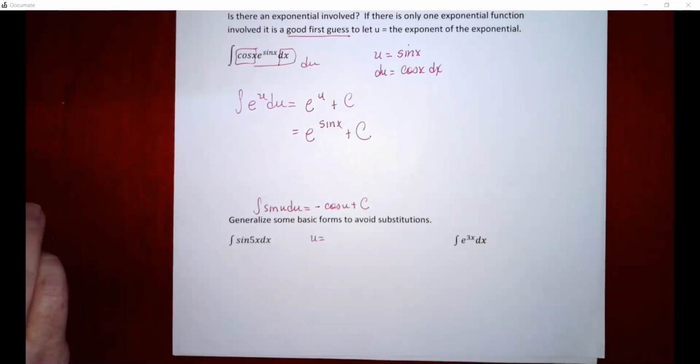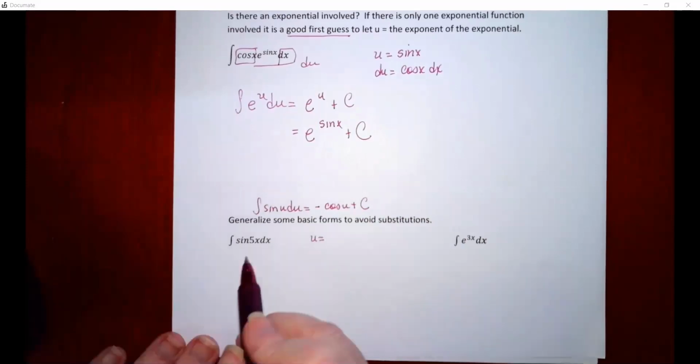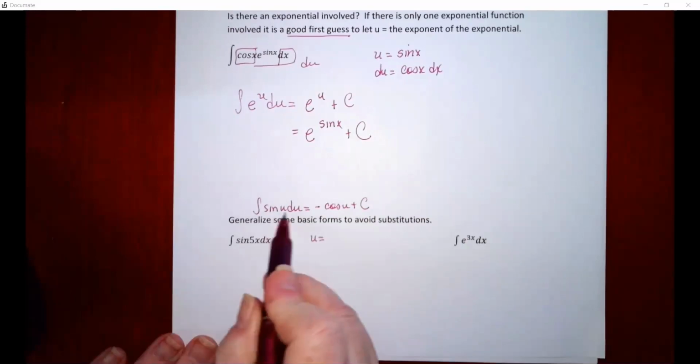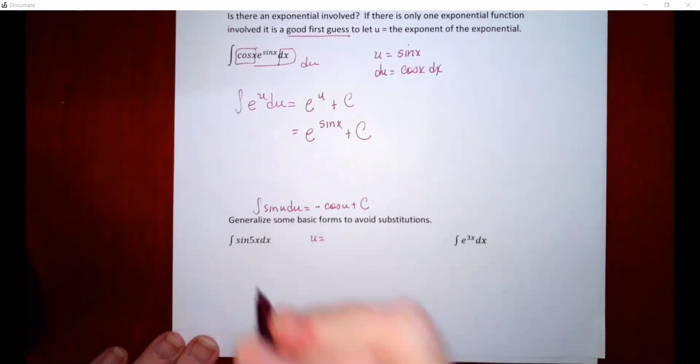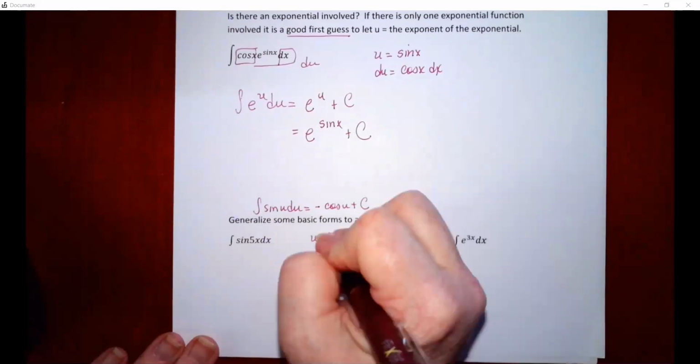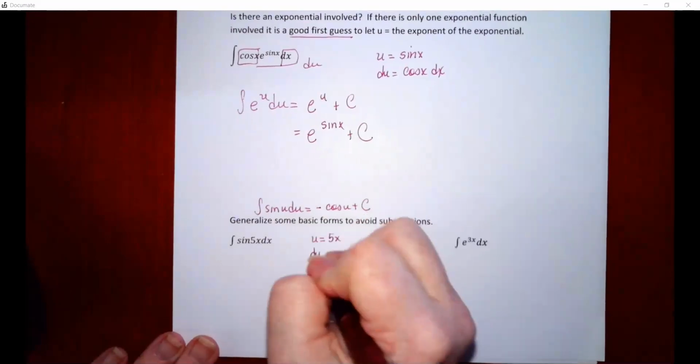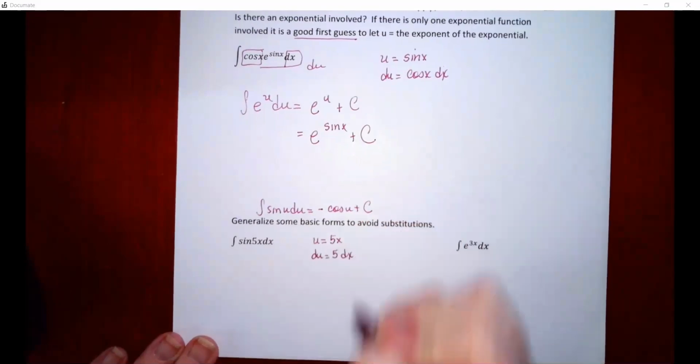Yes. Okay. 5x. 5x, exactly. What's in the place of the u here? It's what you're taking the sine of, right? So let's just choose u to be 5x. So du would be 5 dx.